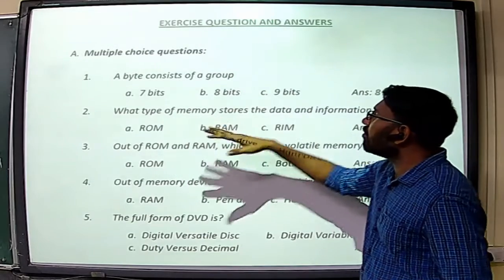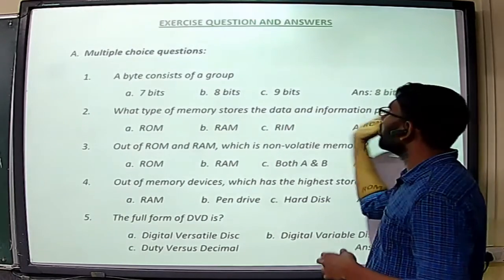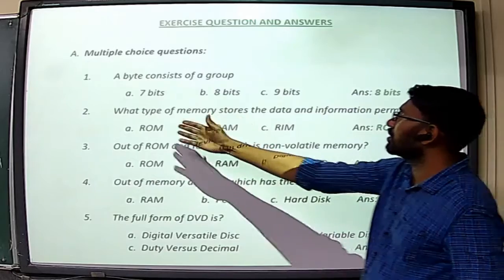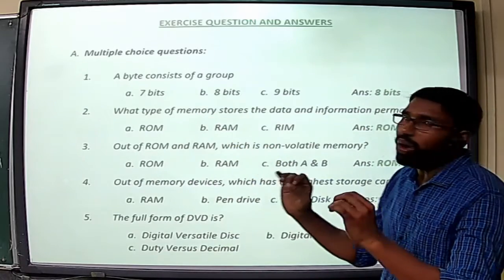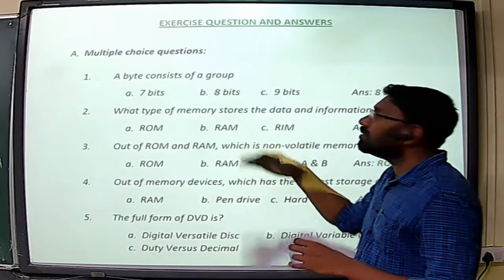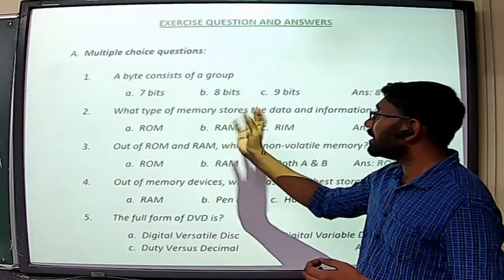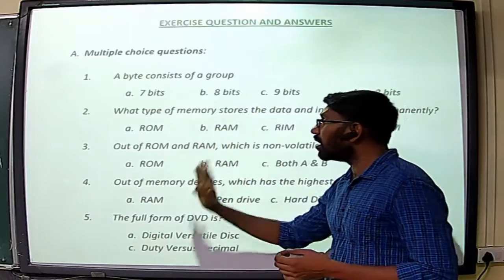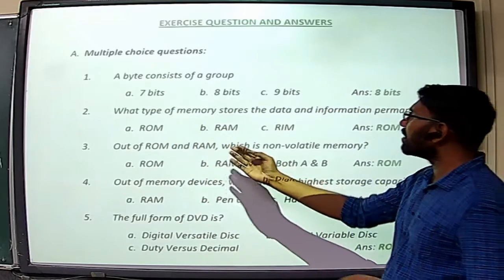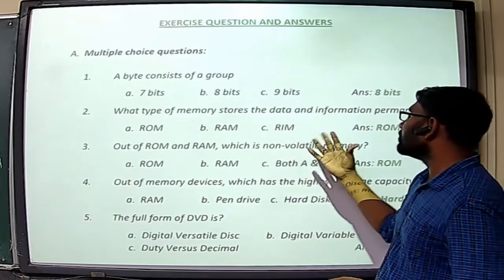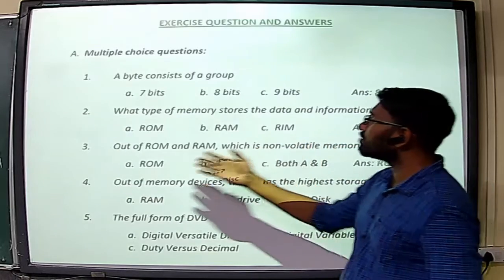Then what type of memory stores the data and information permanently? We simply know that it is ROM. ROM is a non-volatile memory and RAM is a volatile memory, it never stores any data once the power is gone. So the answer is ROM. Out of ROM and RAM, which is non-volatile memory? We already discussed, non-volatile memory is ROM.